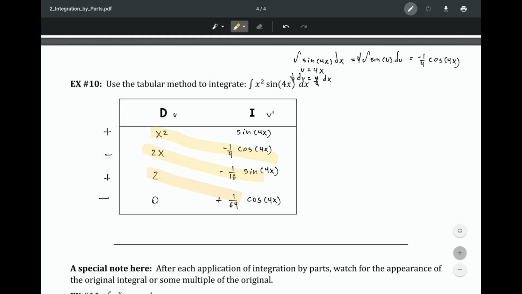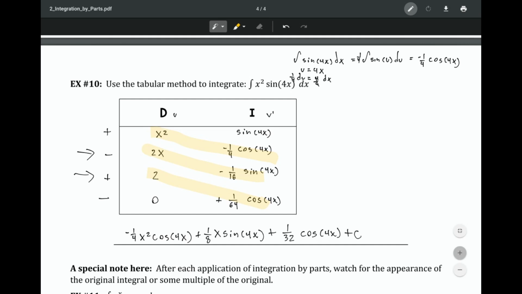And remember, you have to keep up with that sign. The first part of the answer is negative 1/4 x squared cosine of 4x. Now we have 2x times a negative 1/16, but because of this negative right here, that's going to make that into a positive 1/8 x sine of 4x. And the last thing I'm going to write has a plus right there, so that's not going to affect the sign. 2/64 is going to be 1/32 cosine of 4x plus c. So that's going to be the answer for that.